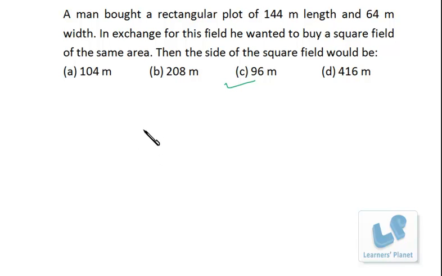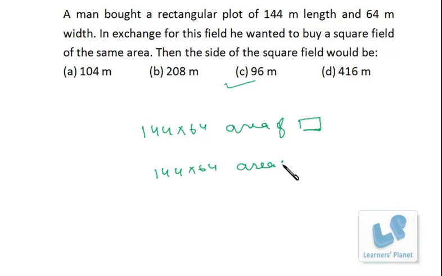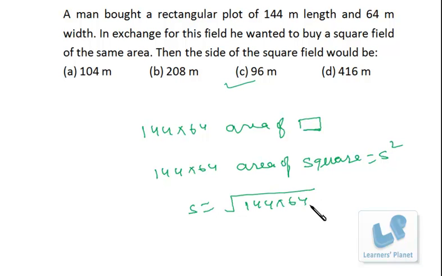Okay, then also I just elaborate it over here. 144 into 64, that is area of rectangle, and the same is area of square, or I can say it is side square. So side will be square root of 144 into 64, that is 12 into 8, 96. Okay, after some practice you will not be requiring to write all these things. Okay, I hope you are clear.